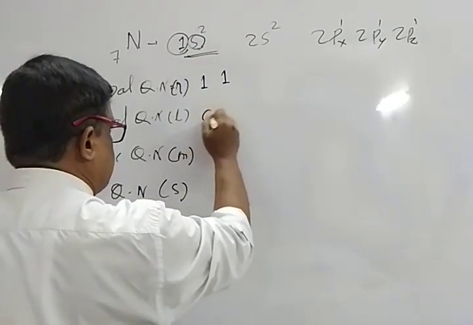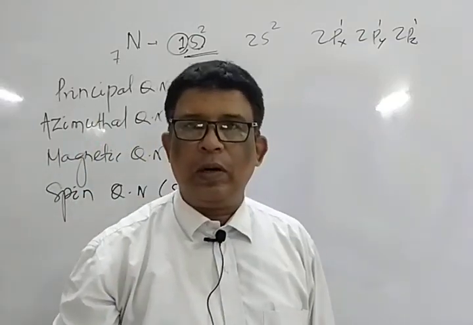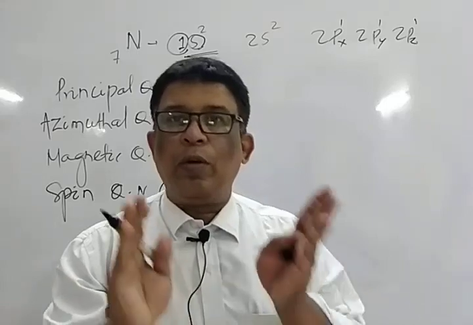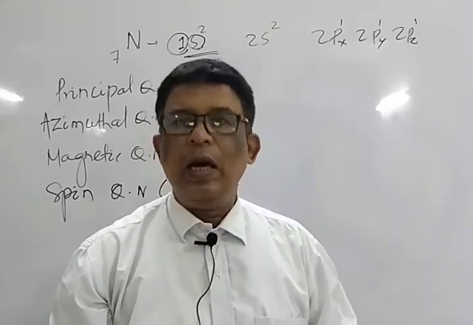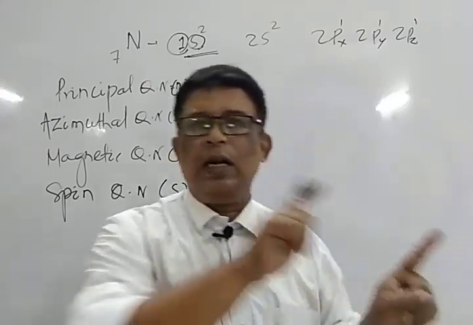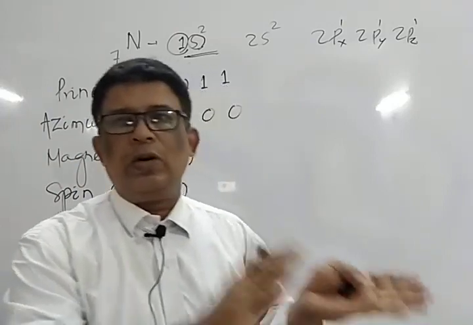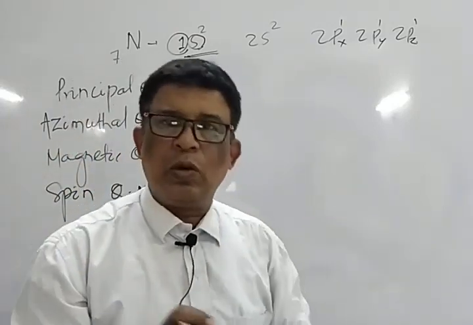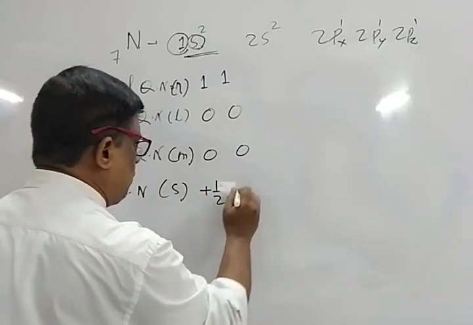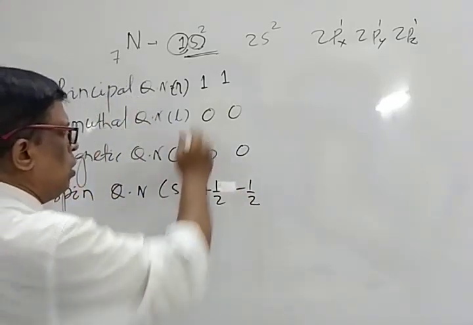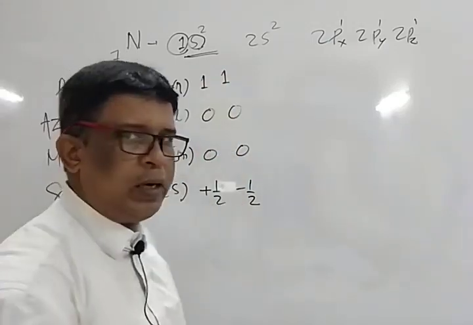Azimuthal quantum number for S is 0, 0. Magnetic quantum number depends upon the azimuthal quantum number. The magnetic quantum number, that is the number of orbitals given by the azimuthal quantum number, is 2l plus 1. And m is from minus l to plus l through 0. As l is 0, it is minus 0 to plus 0 through 0. So it is 0, 0. And it is plus half for the first electron, for the second electron it is minus half. 2 sets are there. Maximum 3 remain the same, while the fourth one is different.